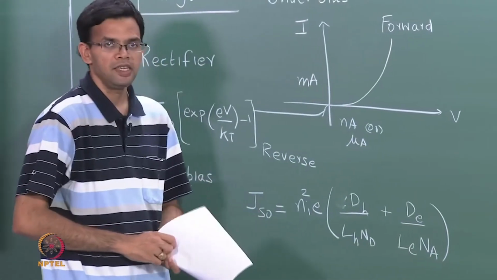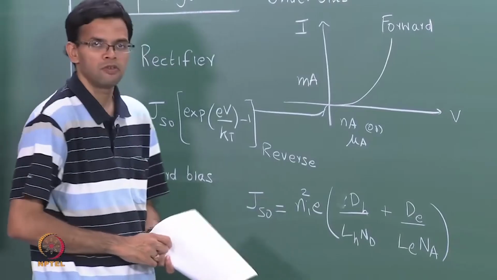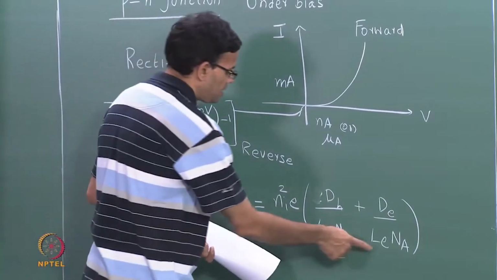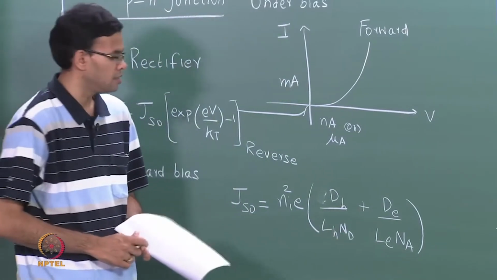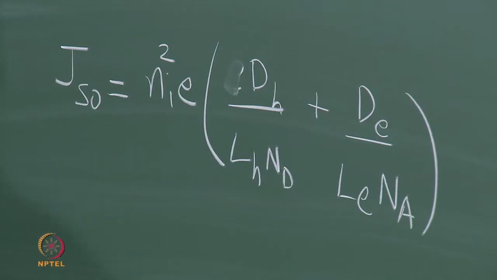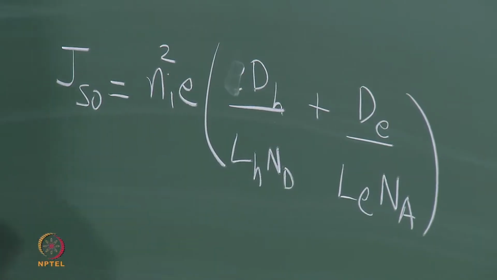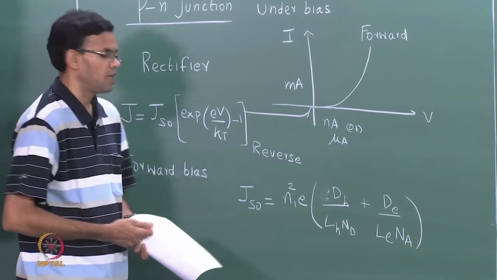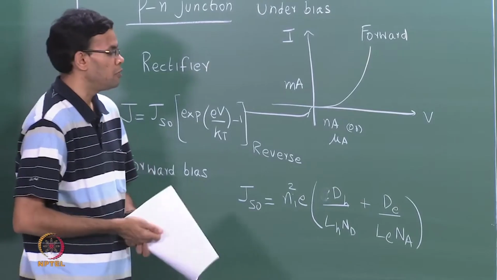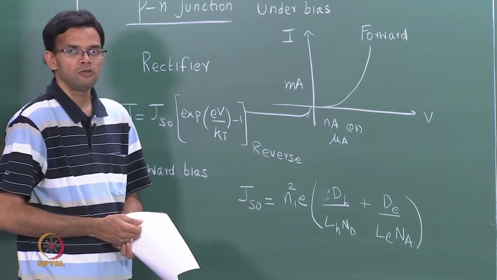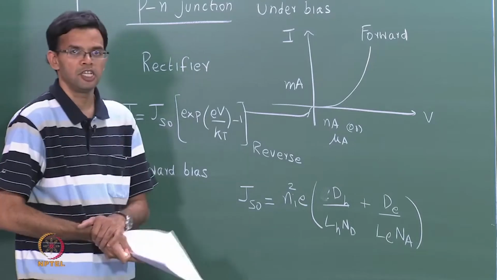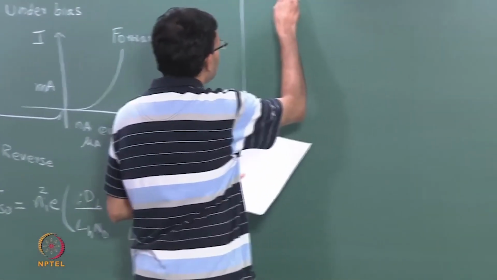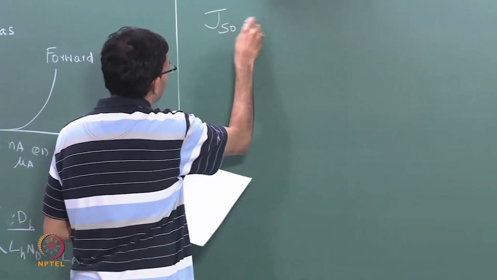So dH and dE are the diffusion coefficients for the minority carriers within the p and the n region, and LH and LE are the diffusion lengths. So today we are going to start with an example in order to calculate some of these values of the current in forward bias and also the reverse saturation current. But before we do that, I want to see how this reverse saturation current will change if you change the material. So let me write this expression for Js naught one more time.